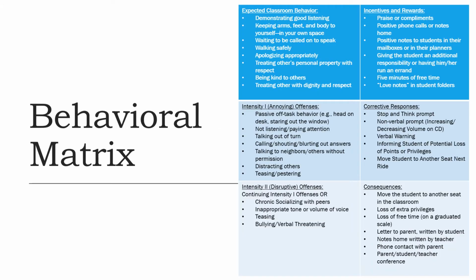Here's an example of a behavioral matrix that I built during my master's. As you can see, the simple premise is to help students know what we expect in our school and have transparent expectations if they are not met. Remember, students deserve to know the expectations, and let's all be honest, they really appreciate it.